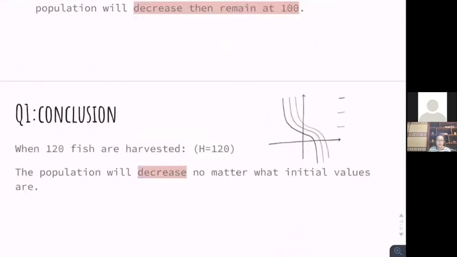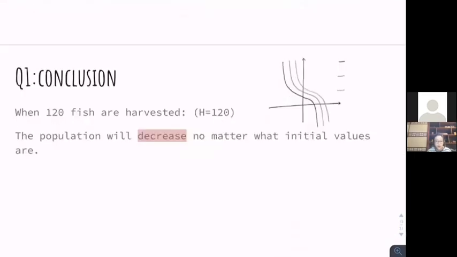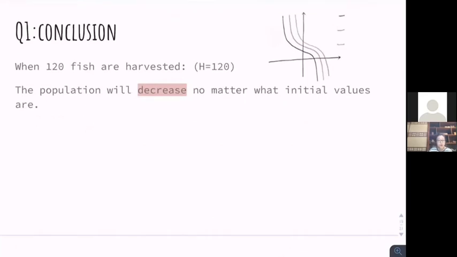In the last condition, when h equals 120, when 120 fish are harvested at one time, we will see the population will decrease no matter what the initial values are. They all hit 0 after different periods of time. Let's move on to the next question.